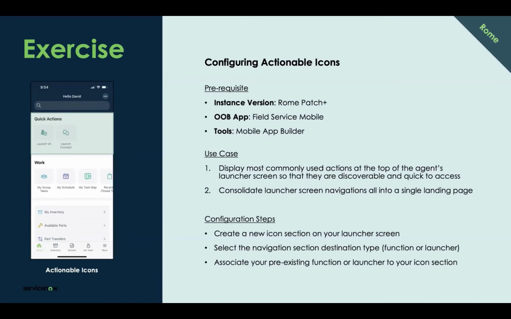The second use case is I'm also going to create some icon sections that will navigate to other landing pages within my field service app. This is going to be helpful if you're managing many different launcher screens and you're trying to consolidate these experiences into a single landing page so that your agent has quick access to everything they need on a single screen. Think of the Uber app, for example. If you launch into that app, you can go to Uber Eats, you can go to Uber Rides. All of that is done on a single screen, and that's a capability that can be done in our apps as well.